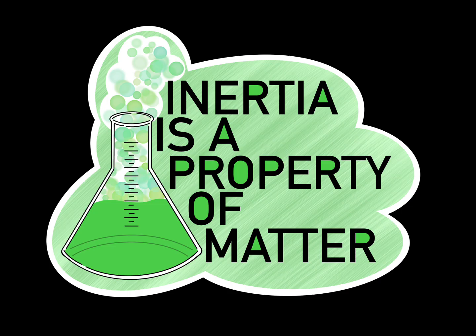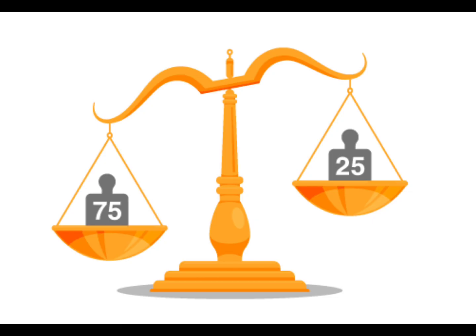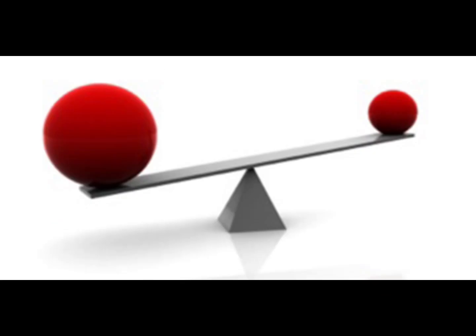Inertia is a fundamental property of matter and is related to the mass of an object. Mass is a measure of the amount of matter in an object. It is usually measured in kilograms or grams, and it is a scalar quantity, meaning it has only magnitude but not direction. Mass is a fundamental property of matter and determines how much force is required to accelerate an object.